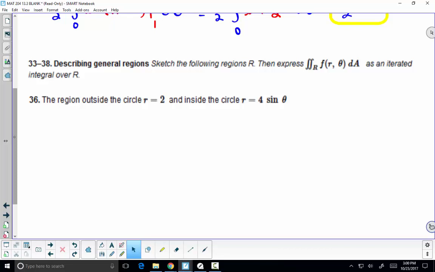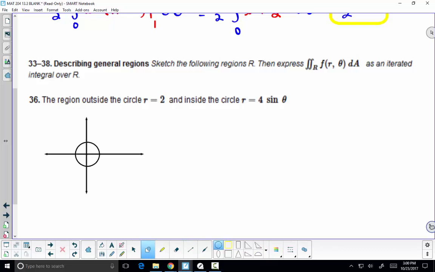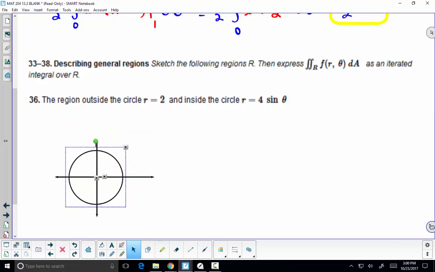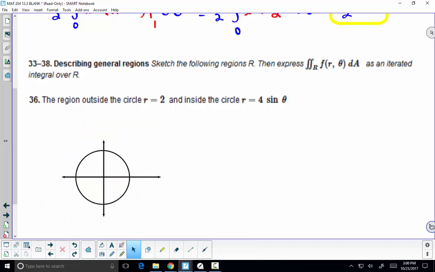Okay, so double integral, to find the area or to find the volume beneath f on r. So the region outside the circle of radius 2 centered at the origin, looks about like that. Circle r equals 4 sine of theta. Let's make sure we remember how to find that one. All right, so that one. What is r when theta is 0 over there?